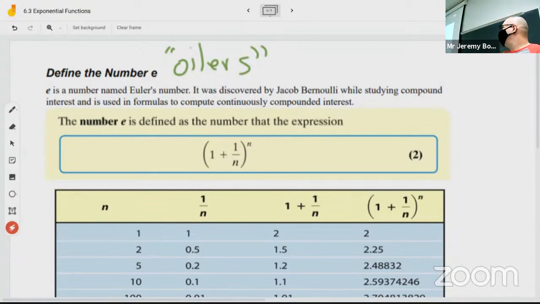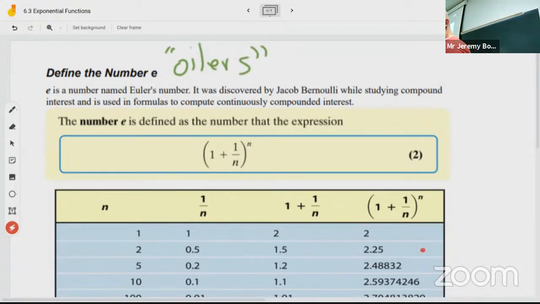And he wanted to know, as an economist, basically, all right, well, what if we compound it once a week? What if we compound it once a day? What if we compound it once an hour, a minute, a second? What if we just constantly compound the interest? And when he did that, he ended up finding what e was.